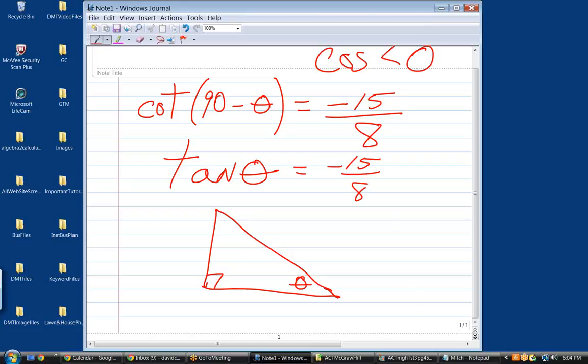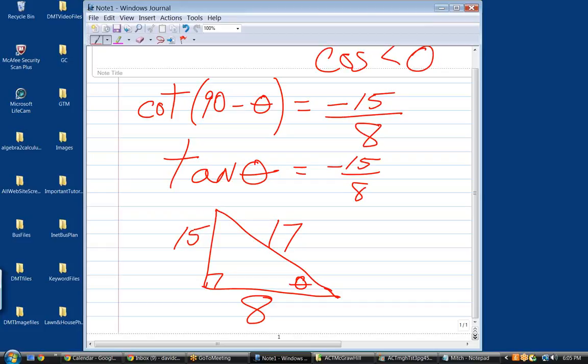Can I label this triangle? Is there anything I know about it? Yeah. Tell me how to label it. What's the side opposite the theta going to be? 15. What's the side adjacent to theta going to be? 8. The fact that it's minus 15/8 doesn't matter yet. We'll get to that. The hypotenuse. 17. Very good. You recognized an 8, 15, 17 triangle? Yeah. Very good. Most people would not recognize that.